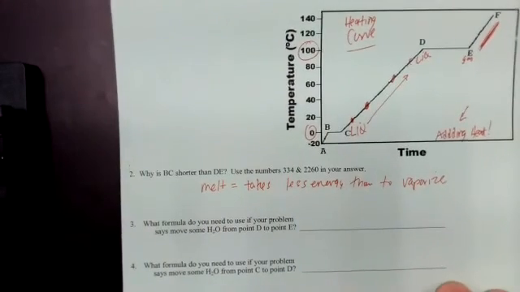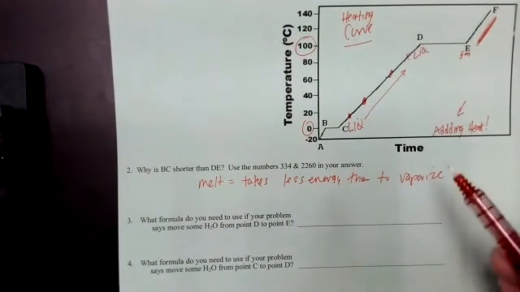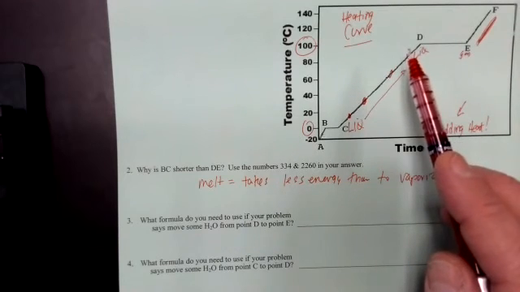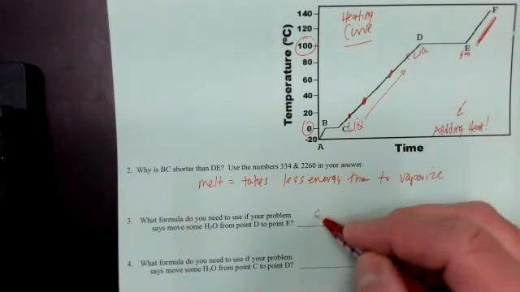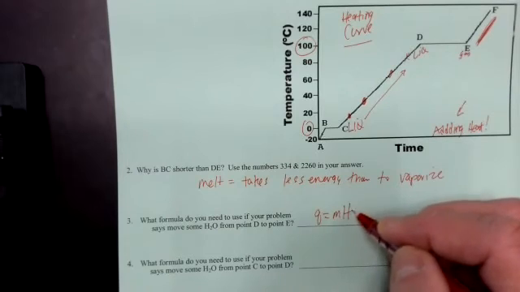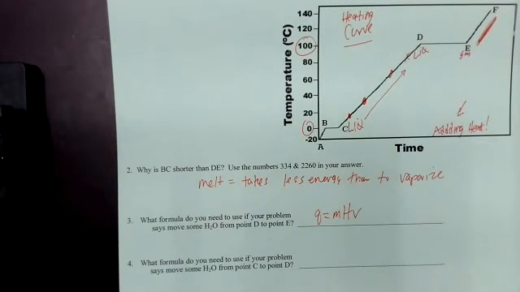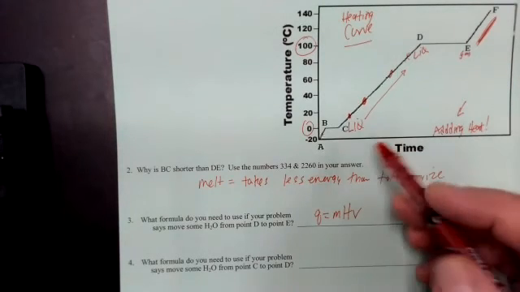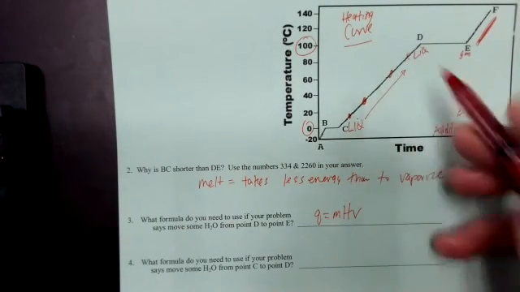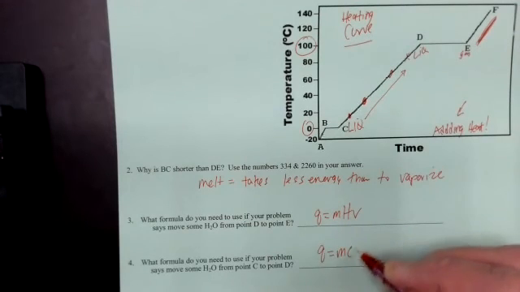Now, in this next question 3, what formula do you use to go from D to E? D to E. We're going to use Q equals mH of V. We're going to vaporize that water. Now, what formula do you use to go from C to D? That's in the middle. That would be Q equals mC delta T, because there's a change in temperature.